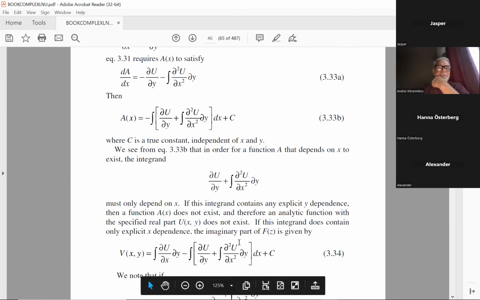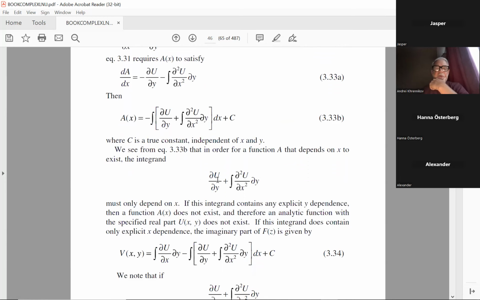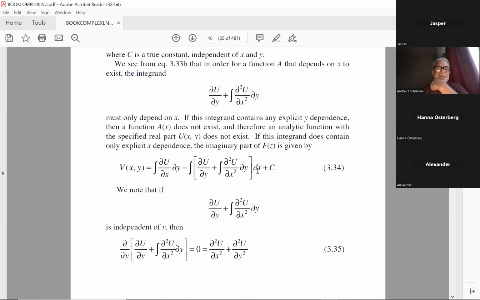So to find the imaginary part, if you know the real part, we should integrate this function. So this is the formula to get the imaginary part of an analytic function if we know the real part.